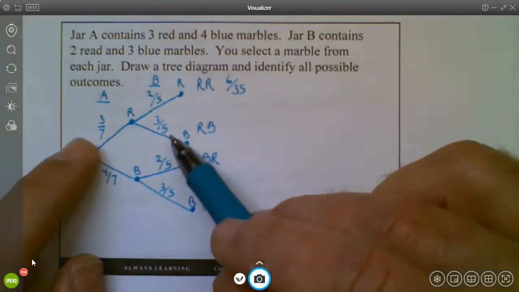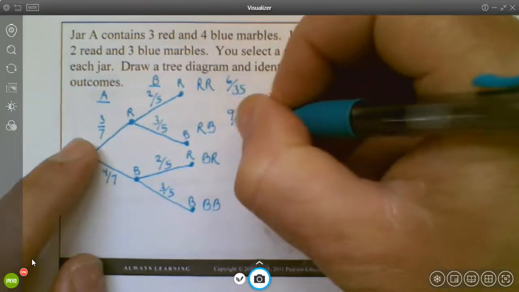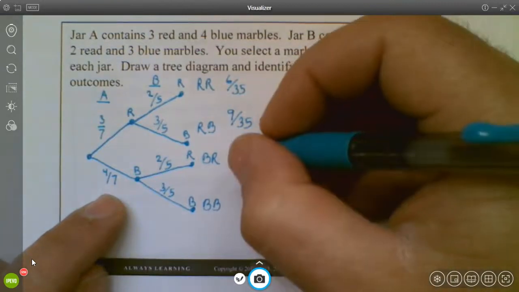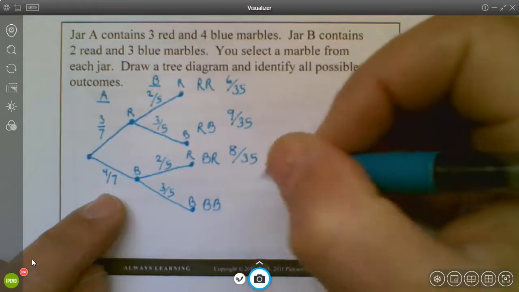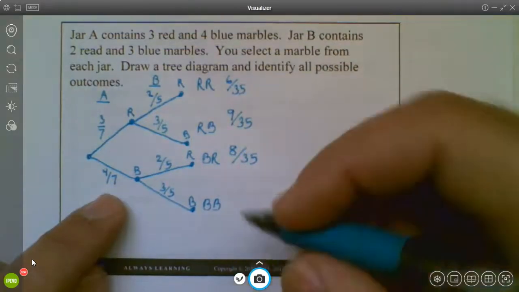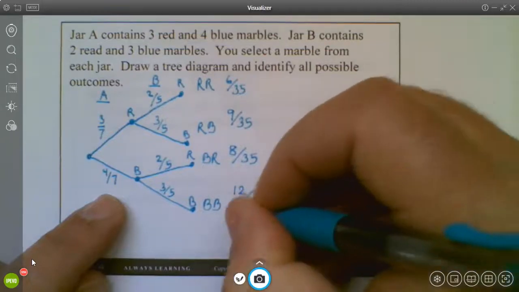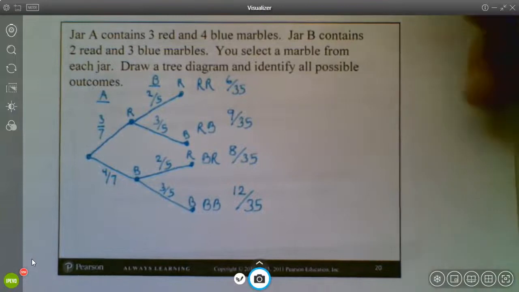Red-blue would be 9 over 35. Blue-red, we're looking at 8 over 35. And then we got the blue-blue case, which is 12 over 35. Okay, so there's the complete tree.